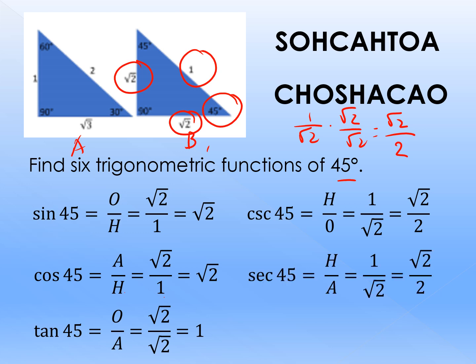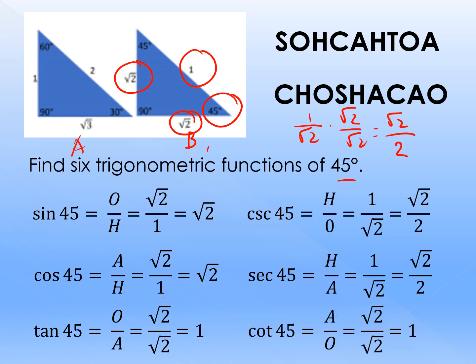For secant 45, we have H over A. Again, H is equal to 1. And the side adjacent to 45 degrees is equal to square root of 2. Now, by rationalizing again the denominator, we have square root of 2 over 2.